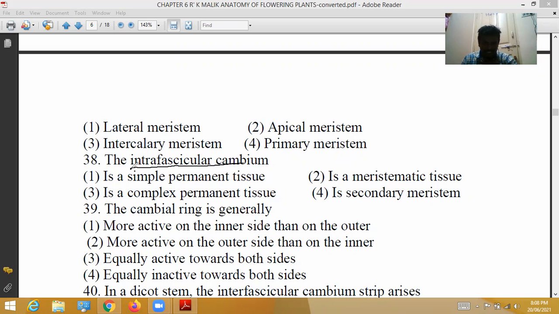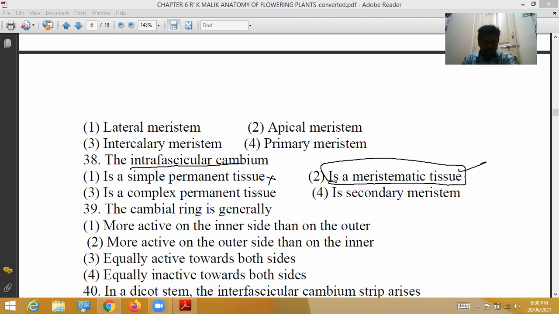So intrafascicular cambium is not a simple permanent tissue. Intrafascicular cambium is a meristematic tissue. It is responsible for bringing about primary growth. They bring about an increase in width or girth of the plant organs. So the second option is correct.